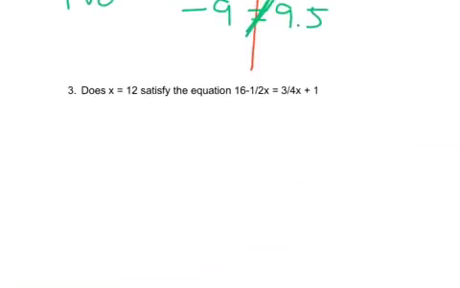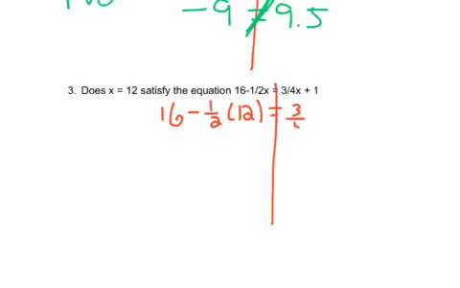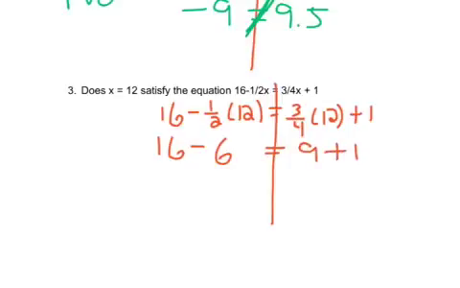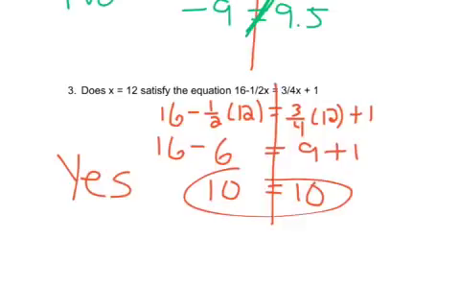Number 3, I want to know if 12 works. So if I put 16 minus 1/2 times 12, and I want to know if it equals 3/4 times 12 plus 1. So on this side I have 16 minus half of 12 is 6. On the other side, 3 times 12 is 36, divided by 4 gives me 9, plus 1. 16 minus 6 is 10, and 9 plus 1 is 10. So yes, since these match up, they both work.